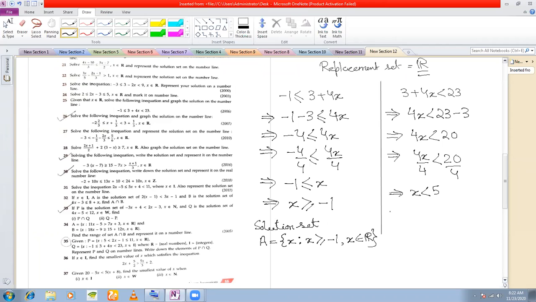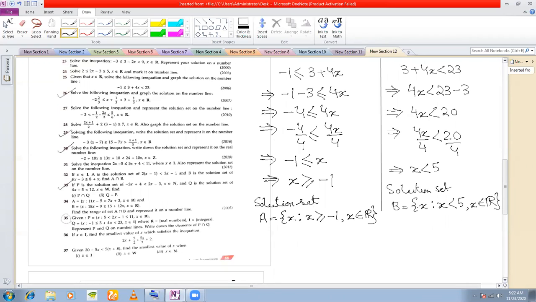Similarly, let us call the solution set for this inequality B. Then we write this as x such that x is less than 5, x is a real number. So these are the two individual solution sets for the two inequalities. So what is the combined solution set? The combined solution set, remember, will be A intersection B. That is whatever is common to both the sets.